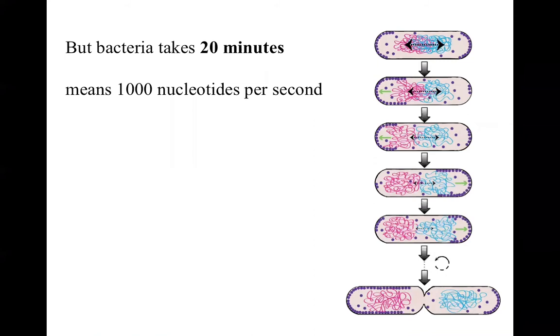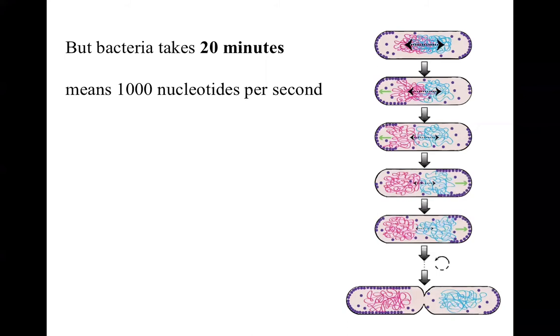In the case of E. coli, this single circular chromosome is divided into two. Later, this single cell is divided into two cells. This is the cell division after the DNA has been synthesized. This takes a minimum of 20 minutes to replicate its DNA.